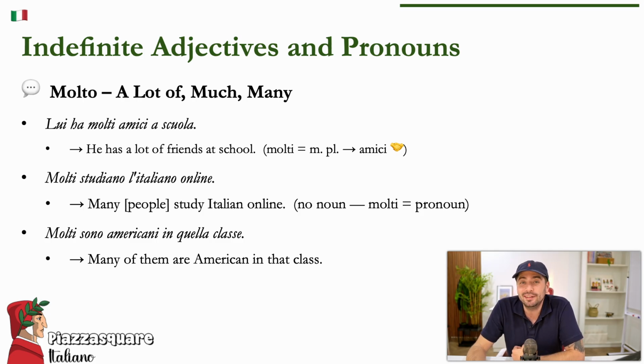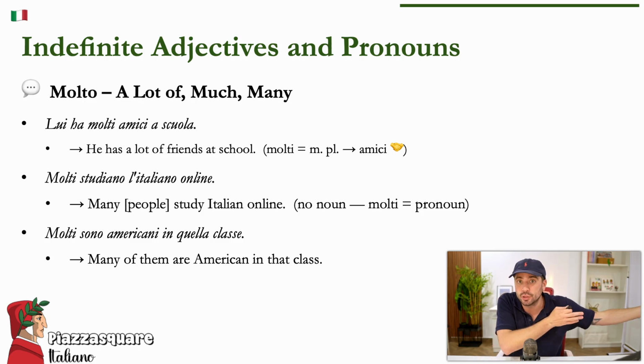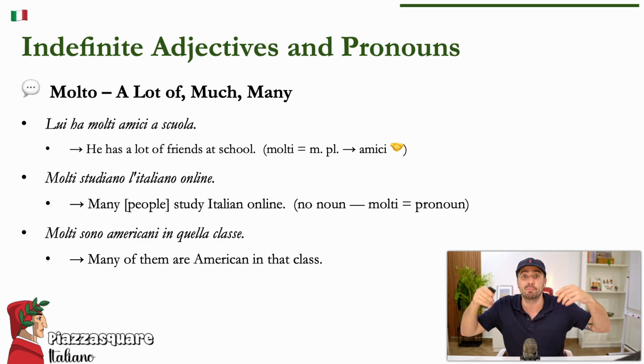Molti studiano l'italiano online con Piazza Square. Many people study Italian online. Here molti is used as an indefinite pronoun, masculine plural, standing for many people. You see, molti studiano l'italiano online. I don't say molti ragazzi studiano italiano online. I just say molti. That's why this is a pronoun, because there is no noun. Molti just substitutes the noun.